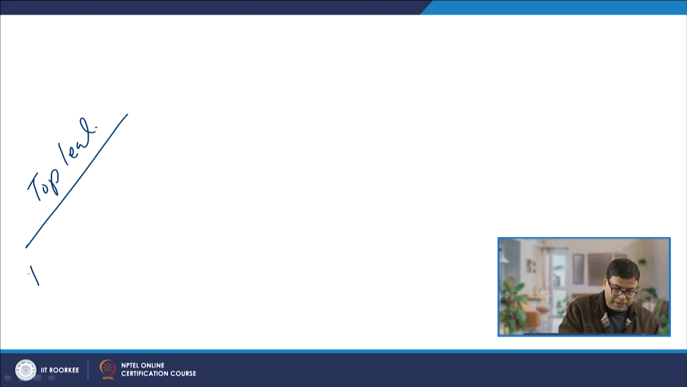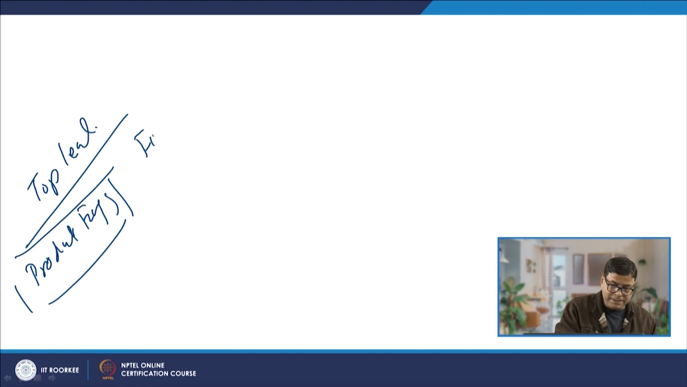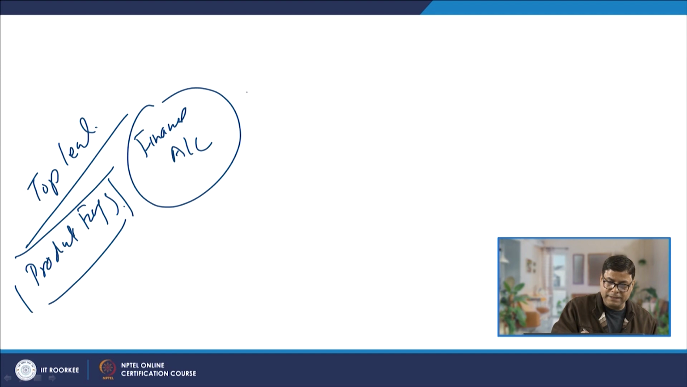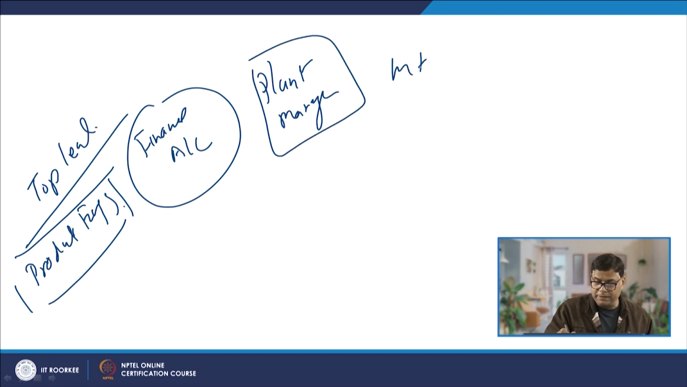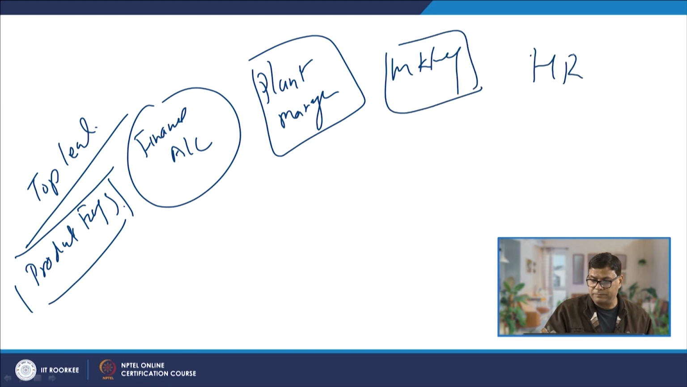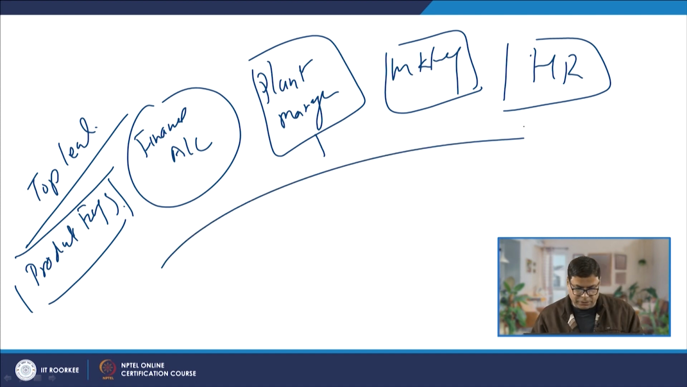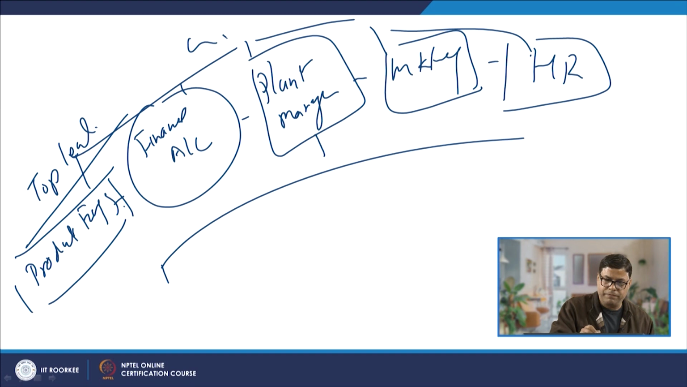Apart from this, we have the top level management in this kind of organizational structure, where there will be a product engineering, a separate function, then finance and accounts, then plant manager, then marketing, and then HR, like this. Under the plant manager there will be the different functional groups like purchase or marketing or quality, maintenance, etc. And all these will be reporting to the GM at the top.